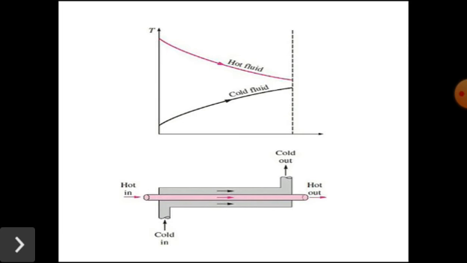Next, now look at this graphical plot. Here the length is taken along the x-axis and temperature is taken along the y-axis. You can see that hot fluid temperature will be decreasing and cold fluid temperature will be increasing. This is the general plot. And look at this heat exchanger diagram. Here the direction of the two fluids will be the same.